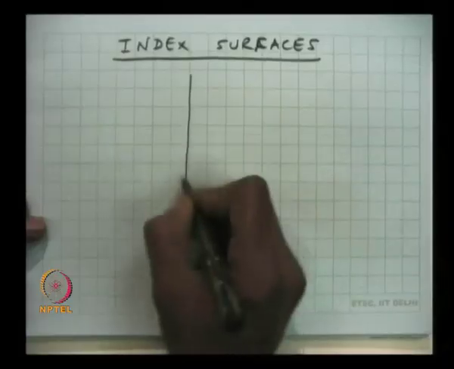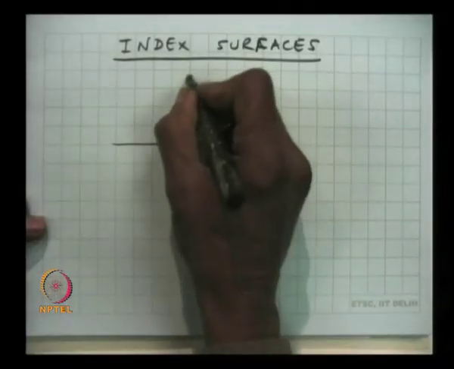So, if I plot a figure, for example, this is the figure which I want to plot: this is the z axis, this is the x axis.